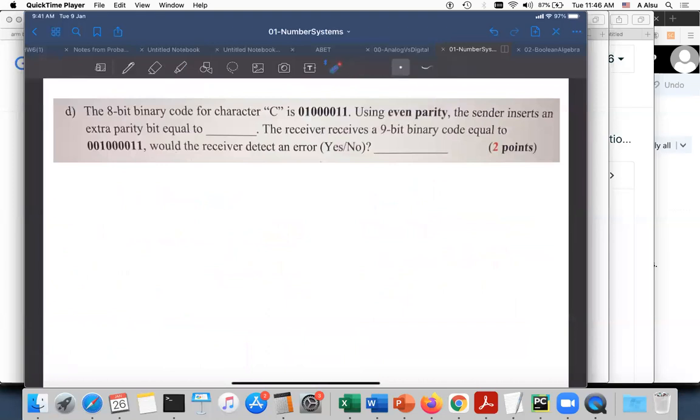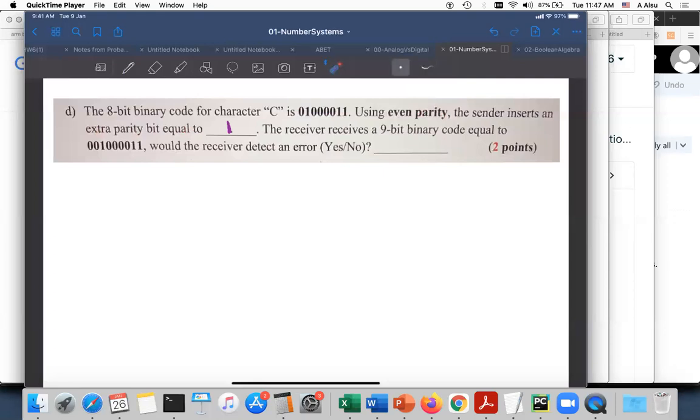Here is an exam question. We have an 8-bit binary code for the character C, which is this one here. It's basically the ASCII character for C. Using even parity, the sender inserts an extra bit that is equal to what? It has to be either a 0 or a 1, but we are using an even parity. A 1. Why? Because it's even parity, so the total number of ones becomes 4 instead of 3. All right.